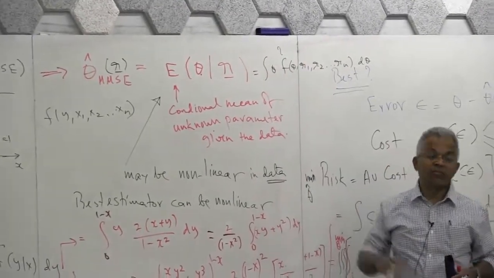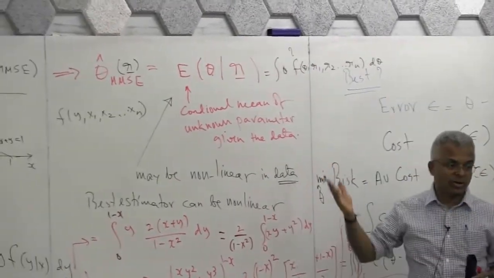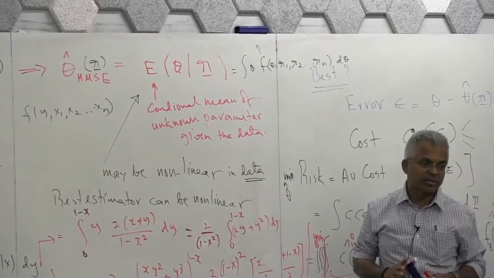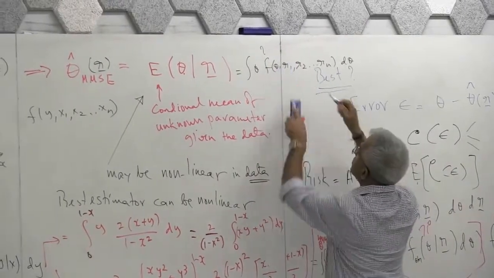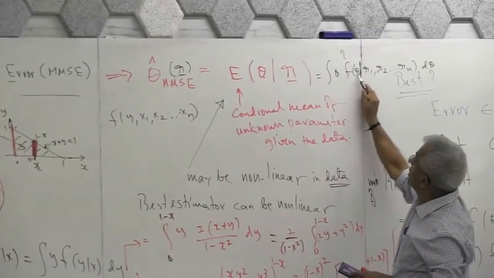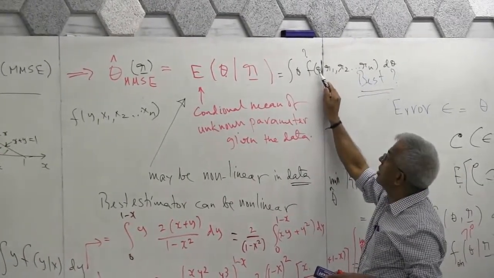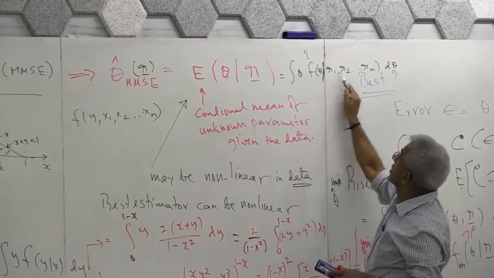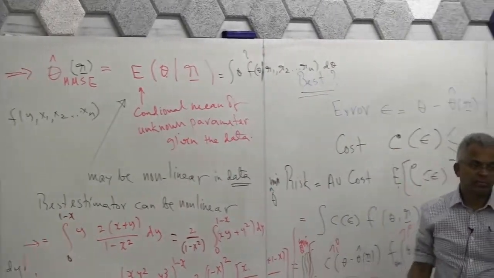Then you can't do anything. If you don't know the joint density function, you cannot compute the conditional mean, right? I'm sorry, so this is the conditional, right? So look at here, this is the conditional mean, that means the density function of theta given all the data.